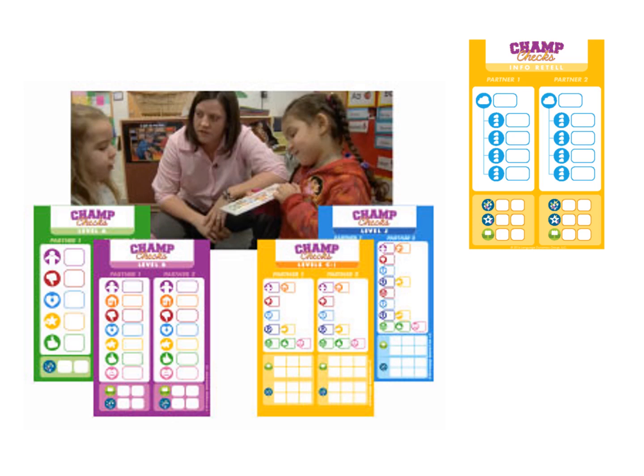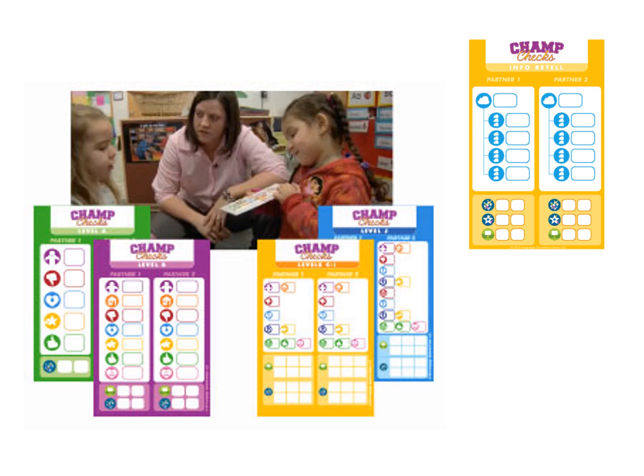If you see over here, we have information retell champ checks as well. And the listener checks off with a dry erase board all of the parts that they told, and if their partner needs help, they can help their partner make sure that they get all of the parts of the story. And when the first storyteller has finished, then they switch, and the second person gets to tell the story, and the first person becomes the champ checker.